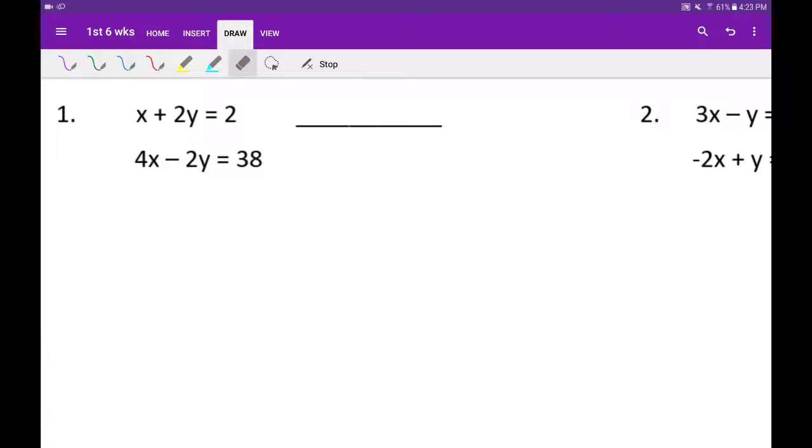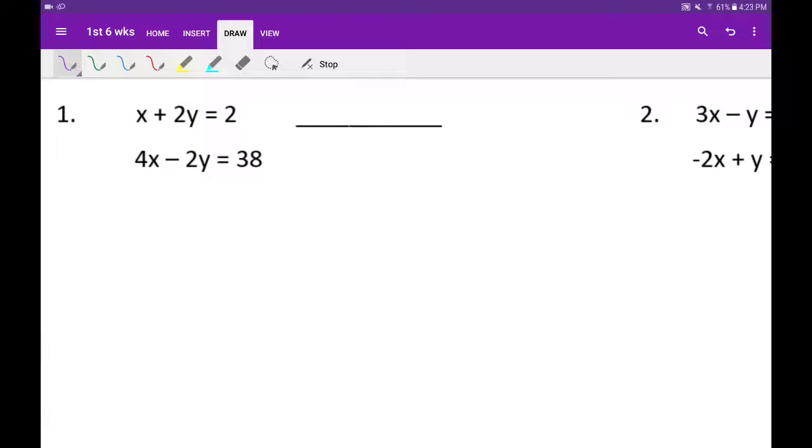Step 2, we multiply if we need to. We don't need to because of these two y's. This is what I'm eyeballing right here. Okay, they're both the same and they're opposite. One's positive, one's negative. So if I was to combine those equations, they would cancel out.